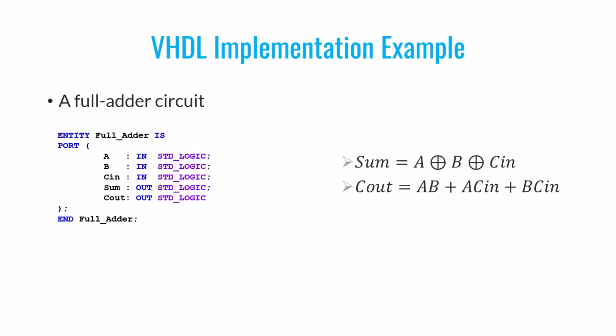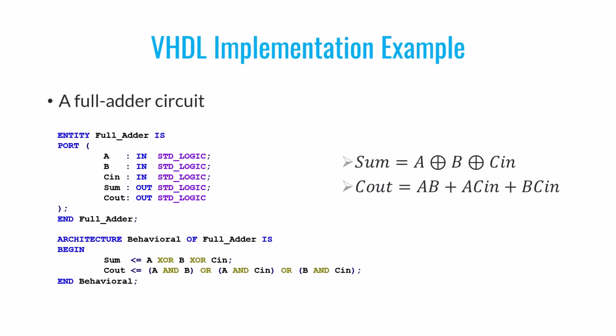Once we've defined the ports, we move on to describing the internal circuit, and we do that in the architecture section. The architecture section begins with the keyword architecture, followed by the name of the architecture, then of, the name of the entity, and is. After the keyword begin, you're ready to describe the internal circuit within this area. Thankfully, VHDL already includes basic functions like AND, OR, NOT, XOR, XNOR, NAND, and NOR. With these, we can generate the sum and Cout outputs.